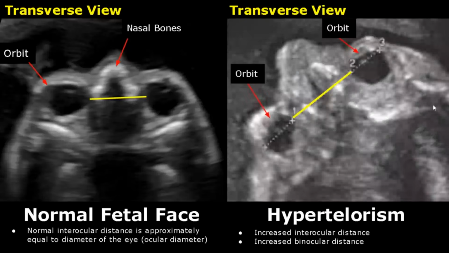You can see both the eyes are closer to each other in hypotelorism. In hypertelorism, the interocular and binocular distances are increased. The eyes are much further away from each other.